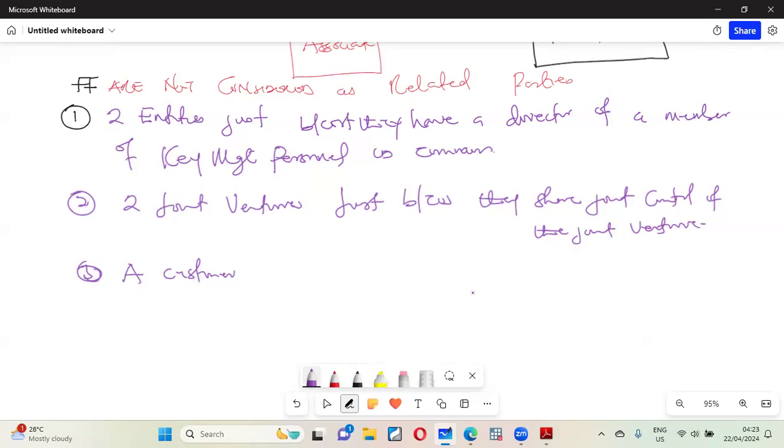So don't just look at the fact that they share directors. What is the substance of the director in both institutions? Please, the key is that you apply substance. All right. That is that.